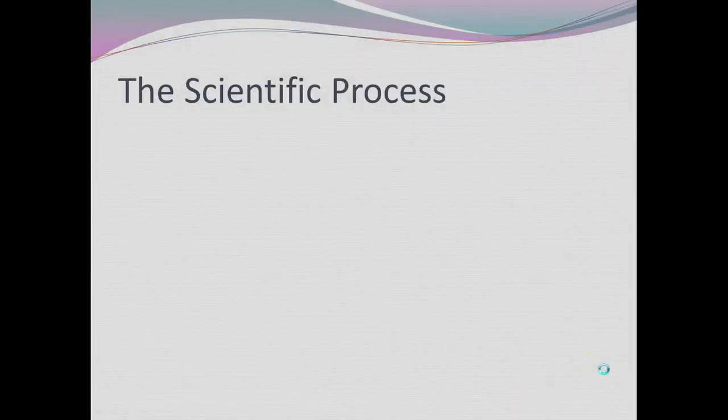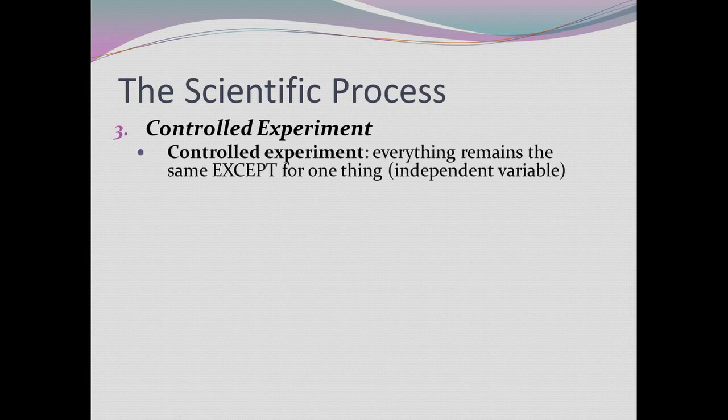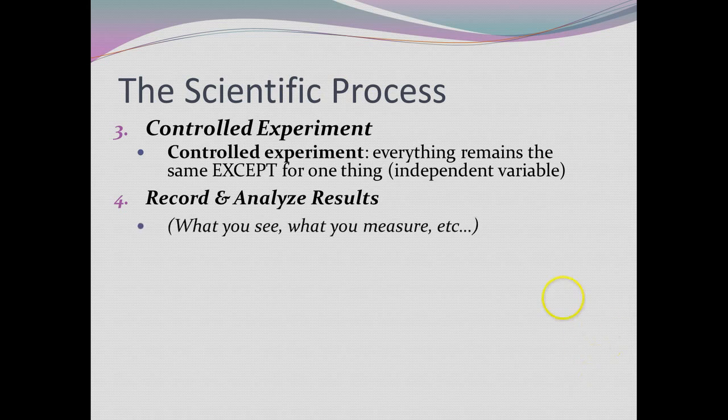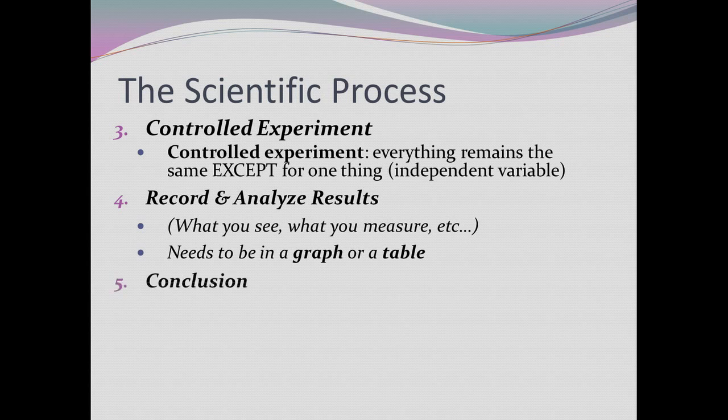So here's how the scientific process continues. We have a controlled experiment. Controlled experiment is where everything will remain the same except for one thing, which we call the independent variable. More on that in just a minute. You also need to record and analyze results. This is where your data comes in. This is what you see, what you measure. By the way, anything in parentheses, don't write. This is just my shorthand for something I want you to see, but not necessarily something that you have to actually copy down. When you record and analyze results, it needs to be in some kind of a graph or some kind of a table. This is how we organize our information.